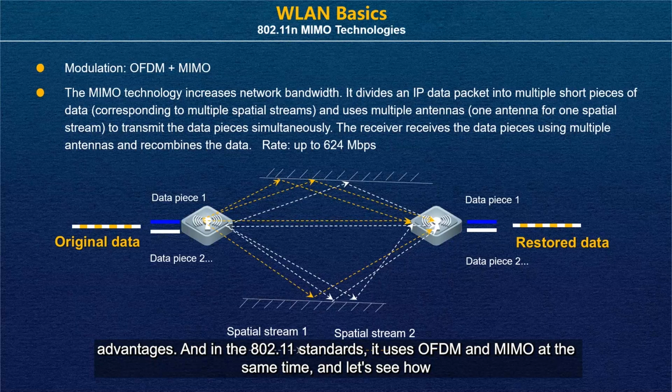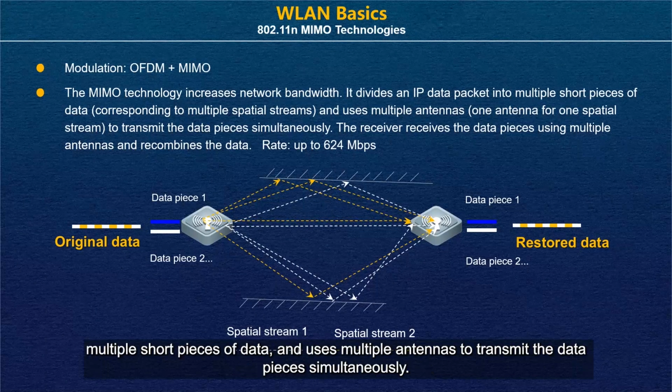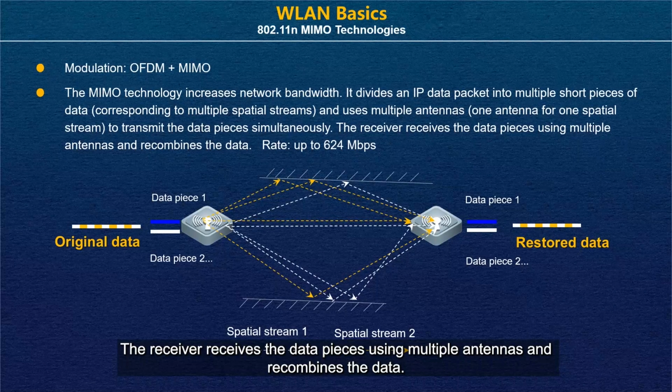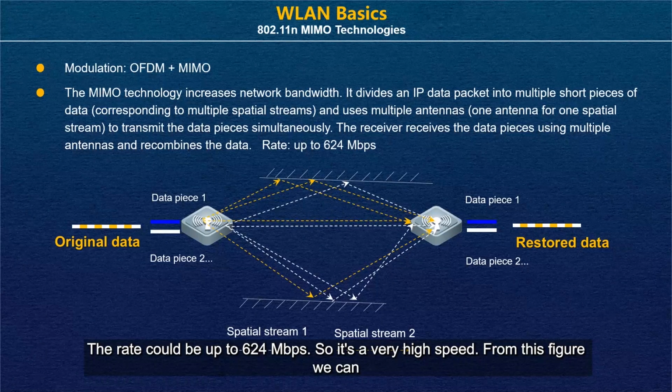And in the 802.11 standard, it uses OFDM and MIMO at the same time. And let's see how that works. The MIMO technology increases network bandwidth. It divides an IP data packet into multiple short pieces of data and uses multiple antennas to transmit the pieces simultaneously. The receiver receives the data pieces using multiple antennas and recombines the data. The rate could be up to 824 Mbps. So it's a very high speed, right?